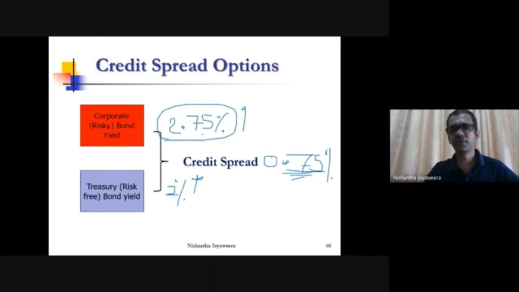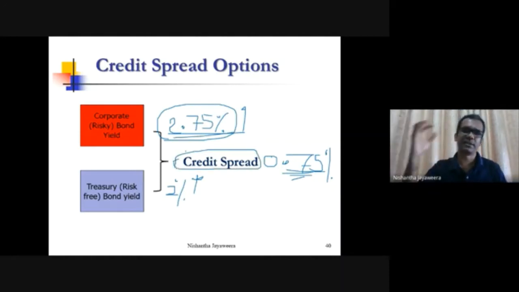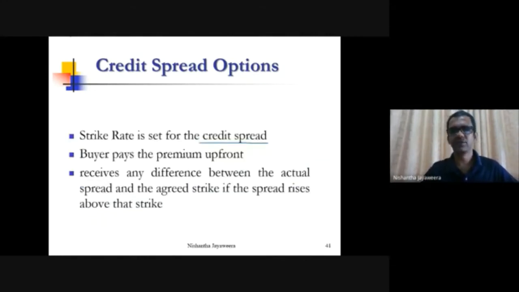So therefore we don't worry about the total yield, but we worry about the credit spread. Whether this spread is widening, that means the spread increases. What does it reflect? When the credit spread increases, that reflects the risk of the corporate. So therefore the strike is set for the credit spread as in any other options.